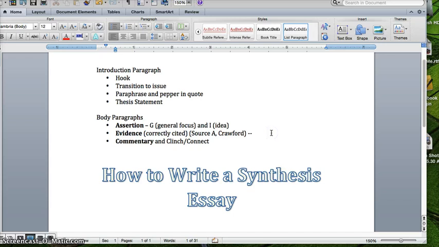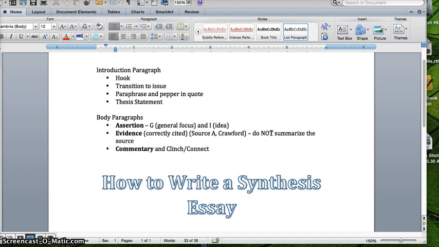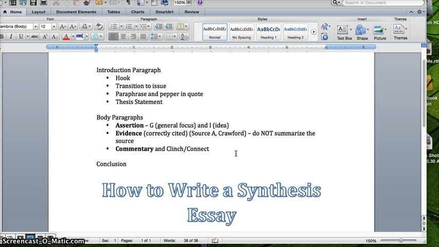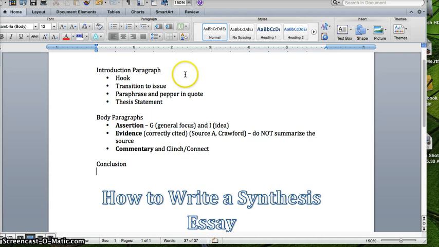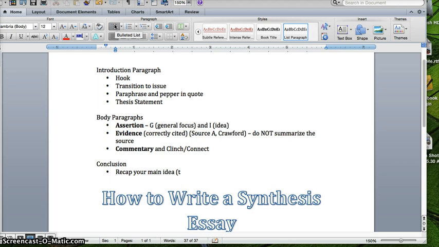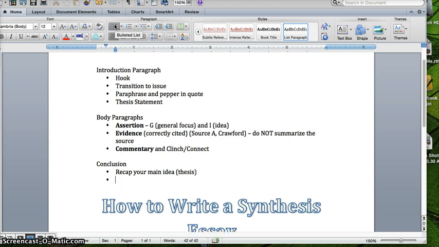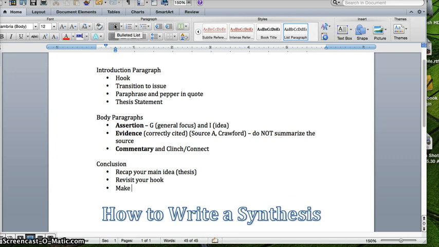Remember that with your evidence, do not summarize the source. You want to pick out pertinent quotes and use them to support your ideas, but not to summarize. At the end of this essay, you need a conclusion. Right? And the conclusion should recap your main idea or your thesis, and it should revisit your hook, and lastly, make your essay feel finished.